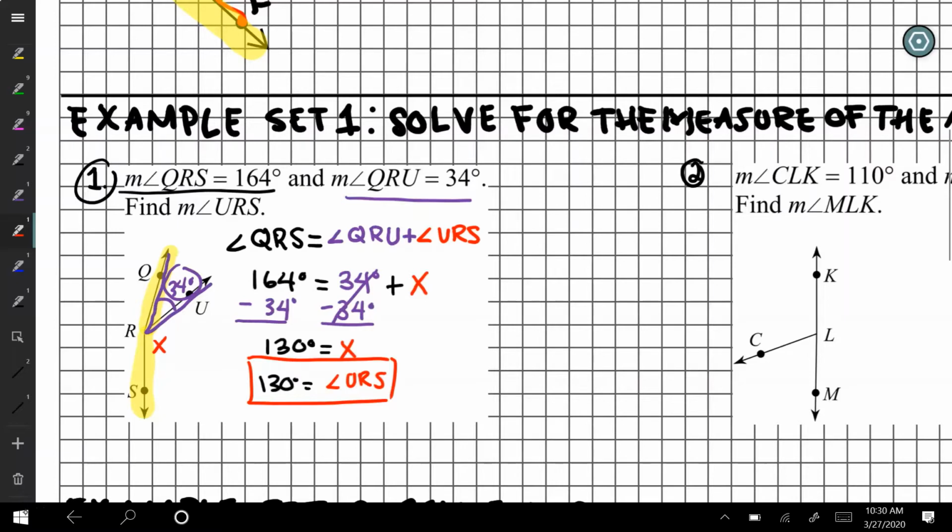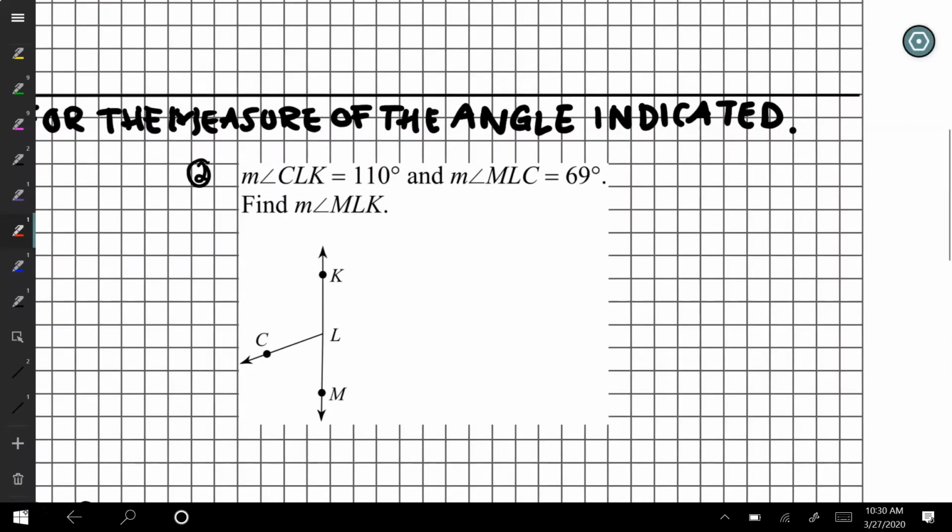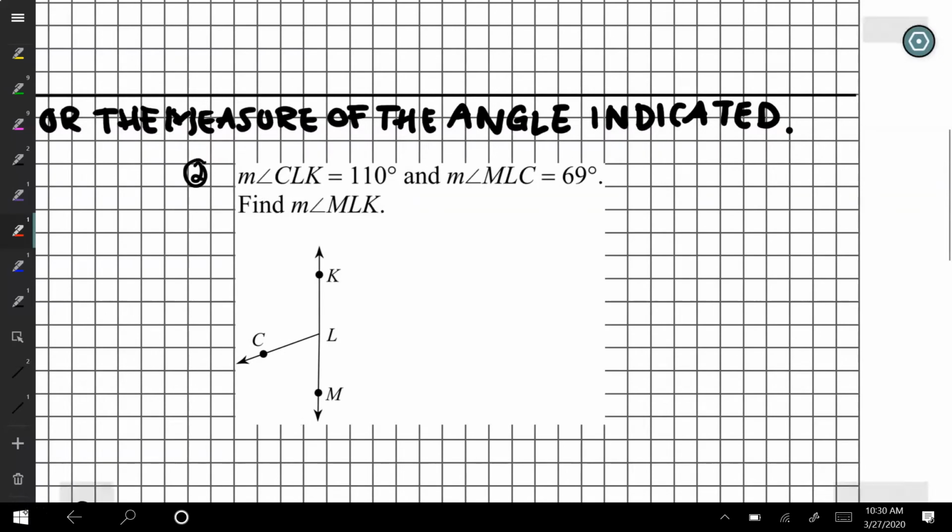Alright, now we're going to try this next one together. If you can do it by yourself, go ahead and do it by yourself, but I'm going to talk through the example as well. So here we have the measure of angle CLK, right here, is 110 degrees. Alright, let's draw a little angle there. And the measure of angle MLC, right here, is 69 degrees. Find the measure of MLK. So MLK is our big angle.